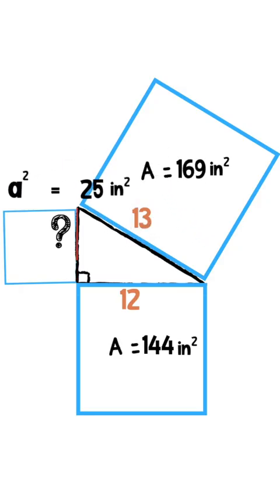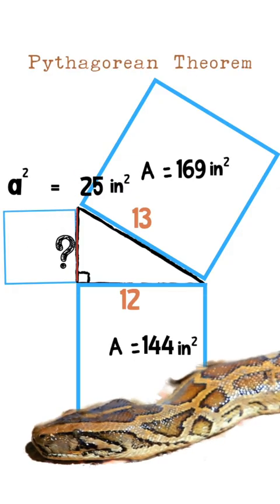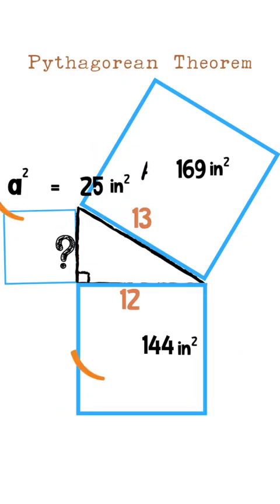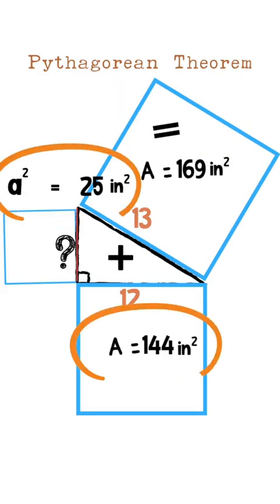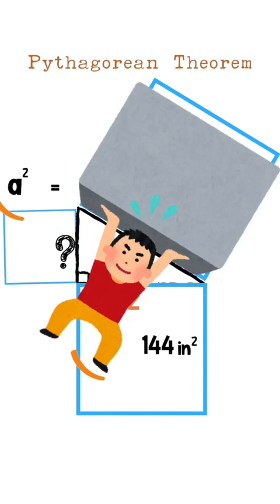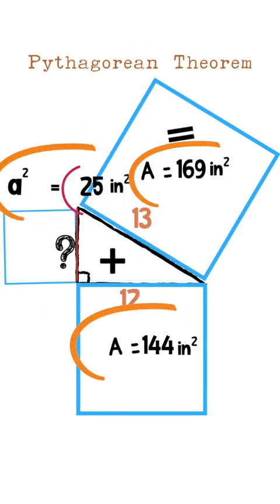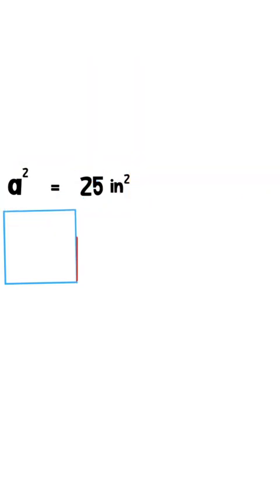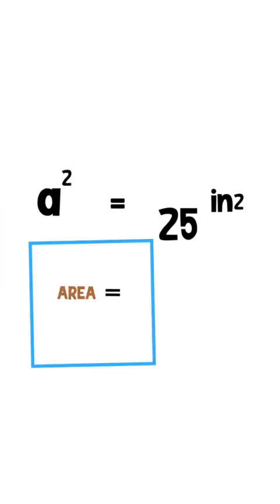No, not yet. Ziggy, remember, the Pythagorean theorem states that the areas of the leg squares added together equals what? Do you remember what it equals? Oh, the area of the square on the hypotenuse. Right. So if the answer is 25 inches squared for the area of that square, how are we going to find the length of one of the sides of that square?